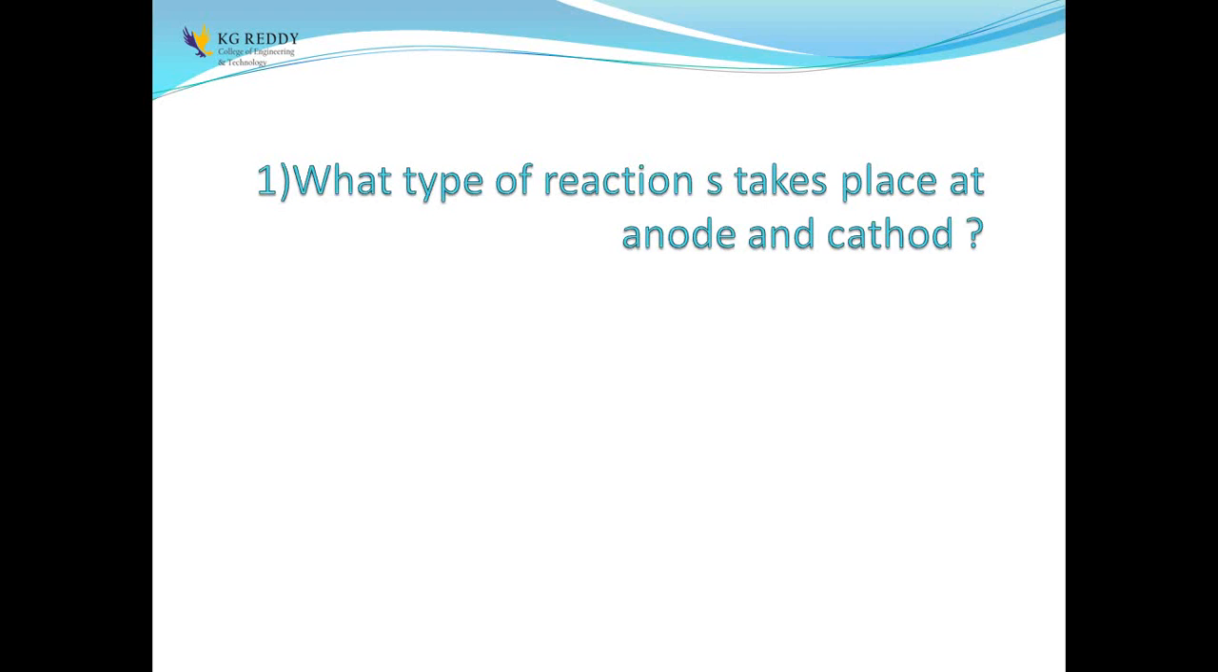So the answer to the question: at the anode, oxidation always takes place. Oxidation is nothing but loss of electrons. At the cathode, reduction always takes place. Reduction means gain of electrons. The metal which acts as an anode undergoes corrosion, and the metal which acts as a cathode is protected from corrosion.